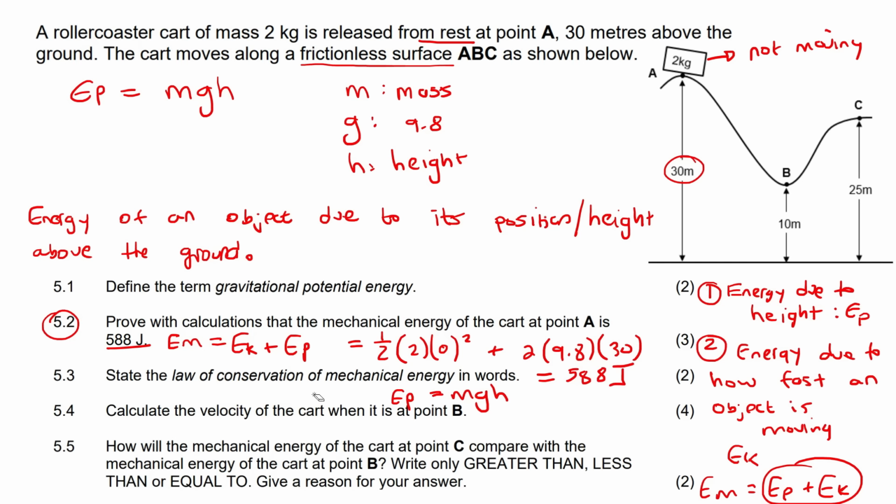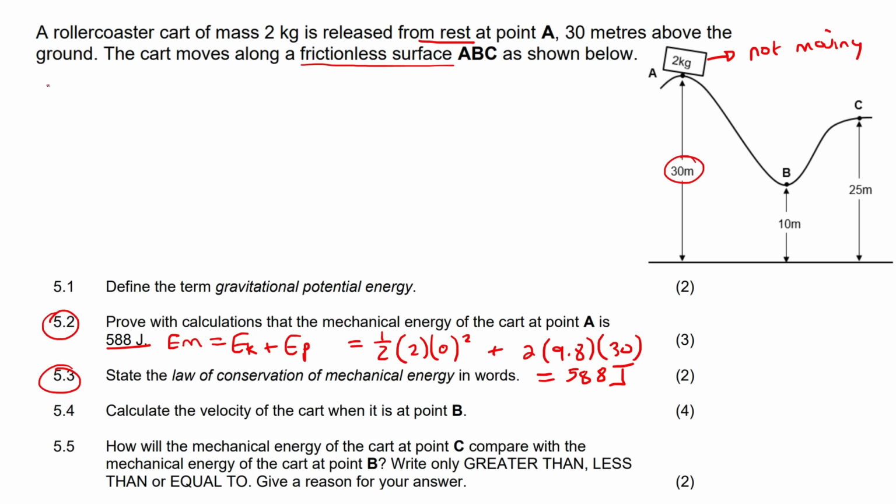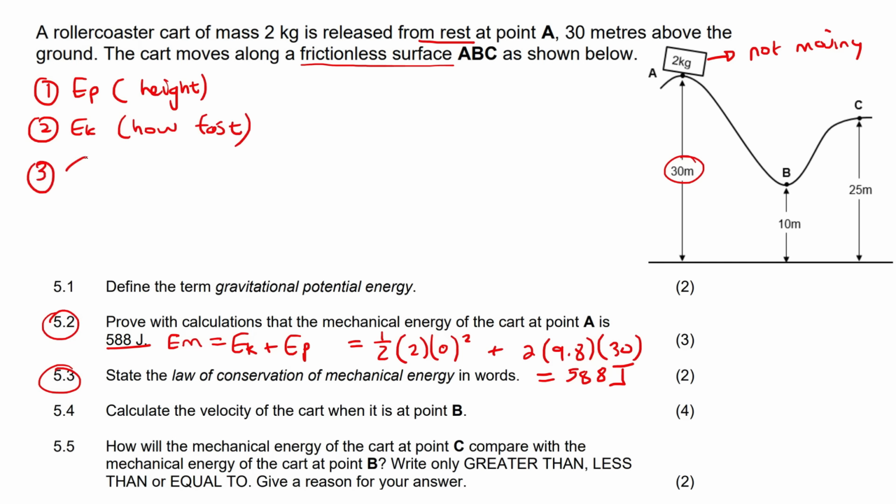Now, moving on to question 5.3, it says state the law of conservation of mechanical energy. Let me first explain that. In grade 10 we've got two types of energy: potential, which you can think of as due to the height, and kinetic, which is due to how fast. When you add them together, that gives you mechanical energy.